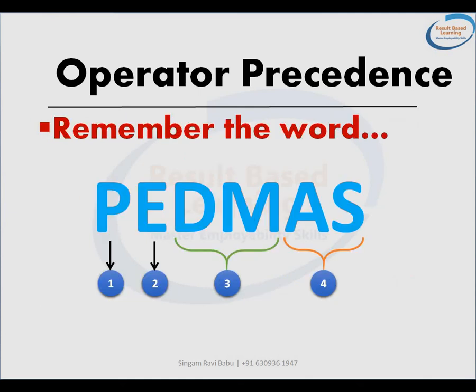Always remember this word in your mind, PEDMAS. P, parentheses. E, exponent. DM, division and multiplication, they have the same precedence, same priority. AS, addition and subtraction, they have the same priority. Always remember PEDMAS, not BODMAS, PEDMAS.